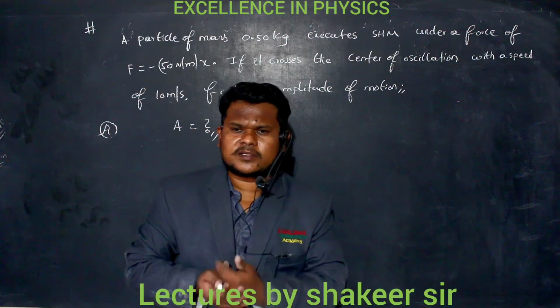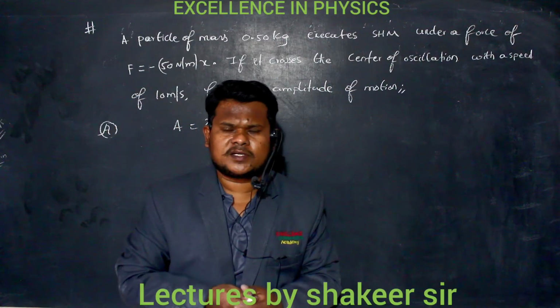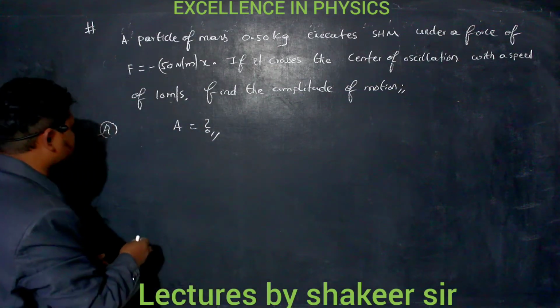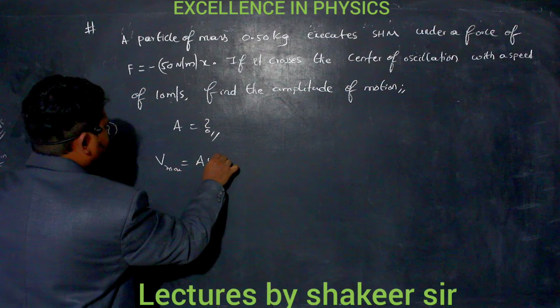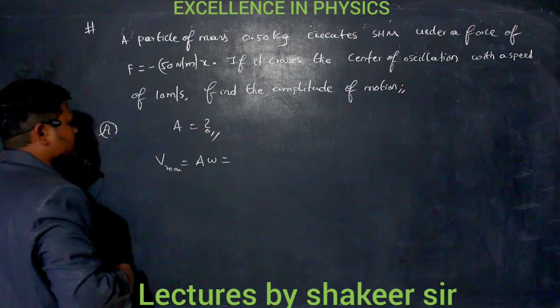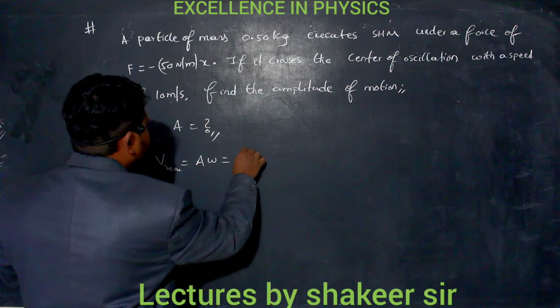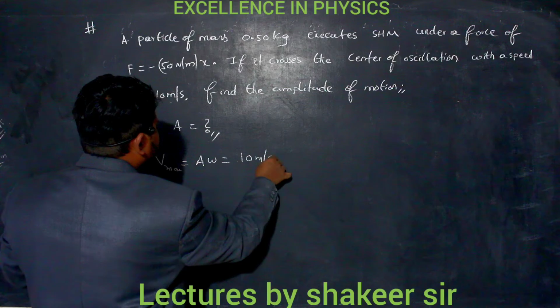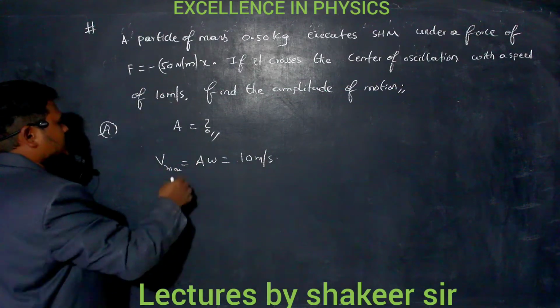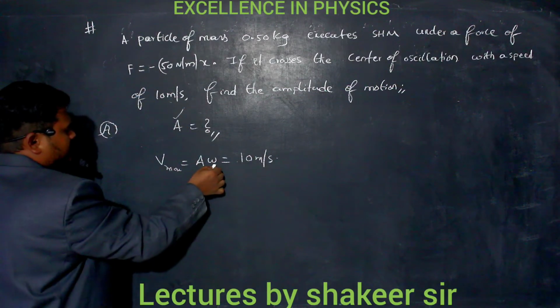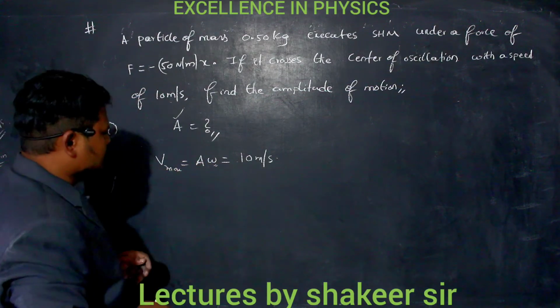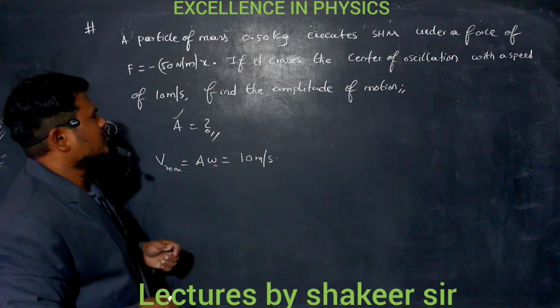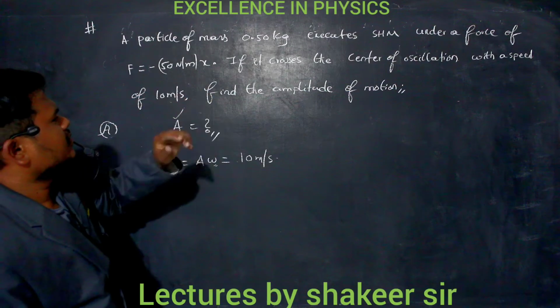A particle always crosses the mean position with the highest velocity. So what can I write? V max = Aω. We know this relation. So V = Aω = 10 meters per second. Clear? He is asking to find the A value, but ω is also an unknown quantity. So two unknown quantities are present here. Let us see how we can calculate the ω value with the other data which is given.